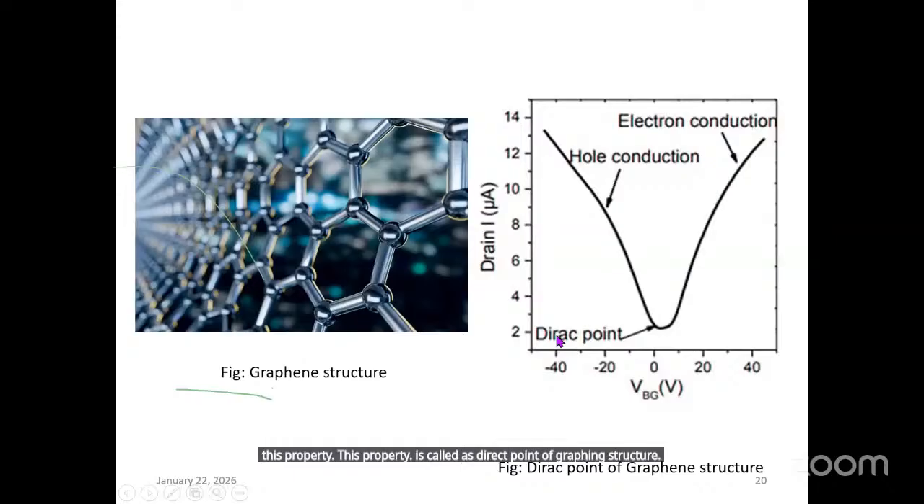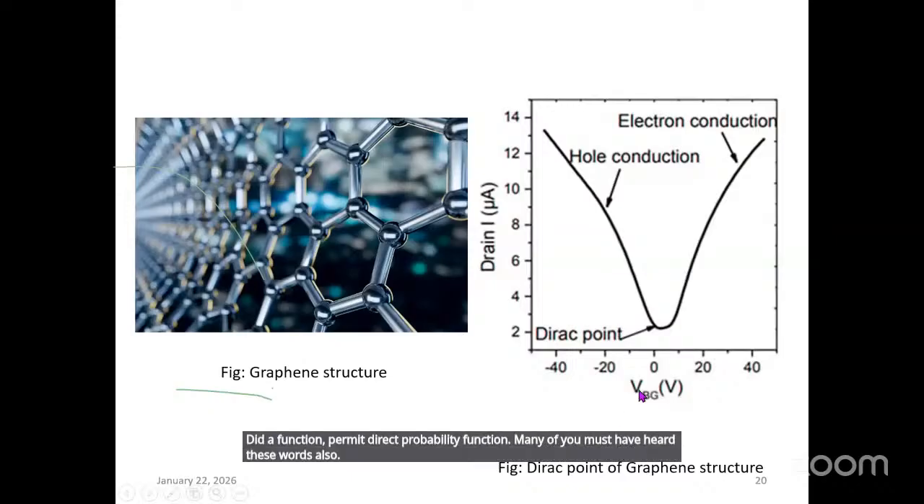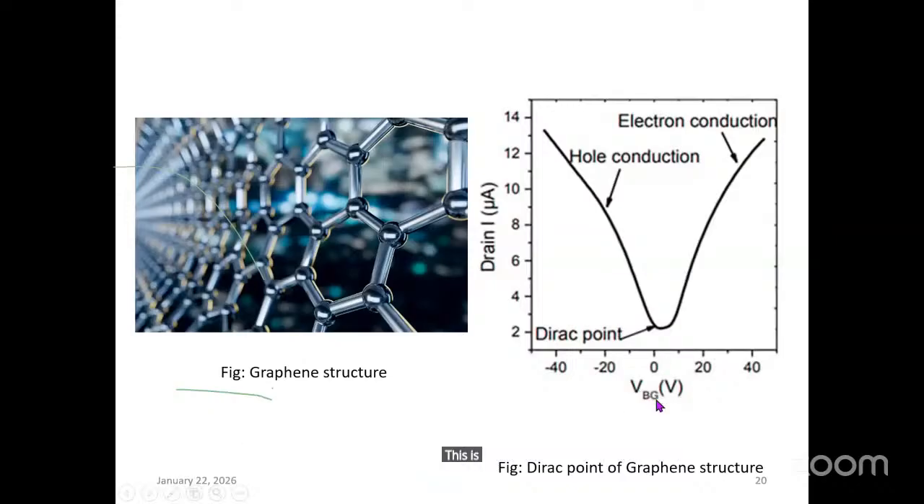Dirac is the name of Paul Dirac, who was a very famous scientist. Dirac, or the Dirac function, Fermi-Dirac probability function. Many of you must have heard these words also. This is body to gate voltage, and this is drain current.